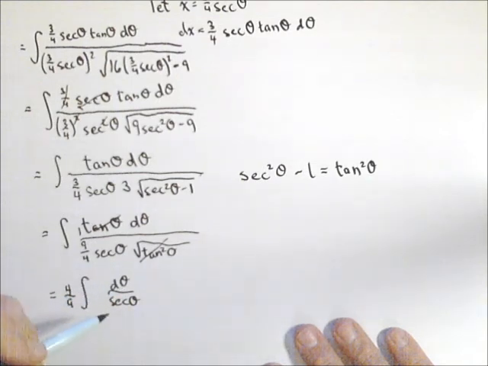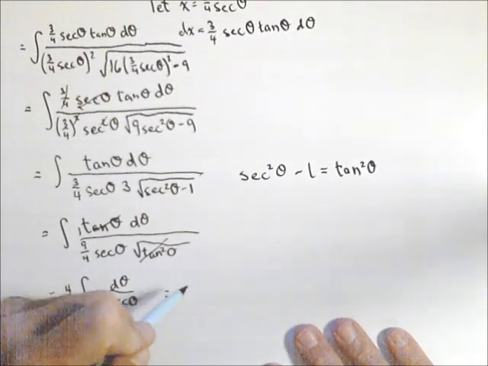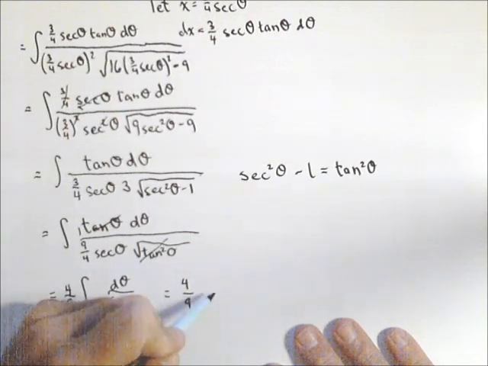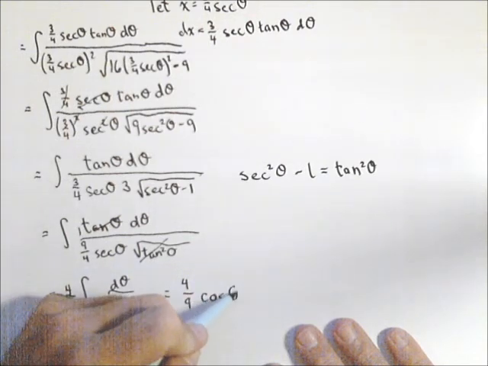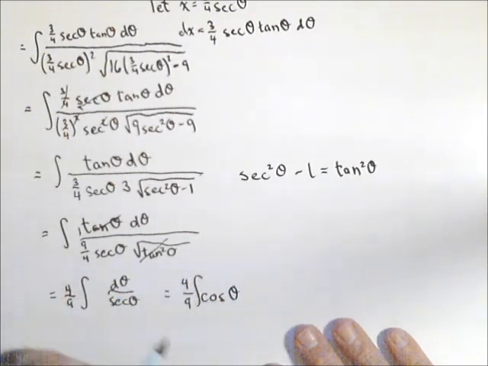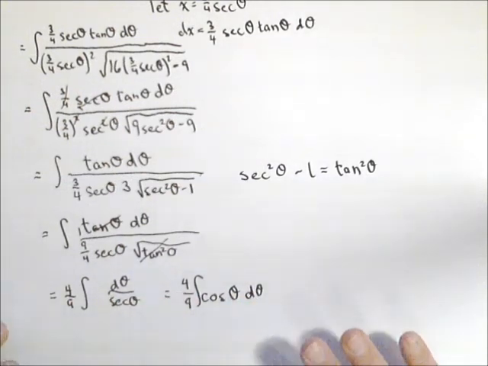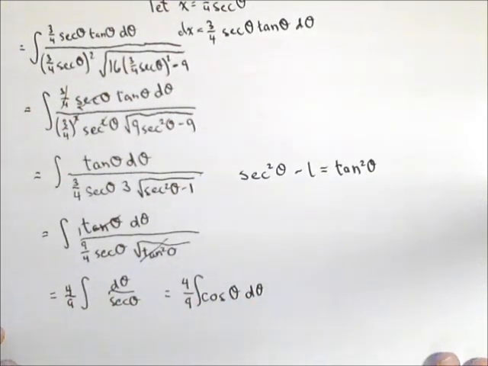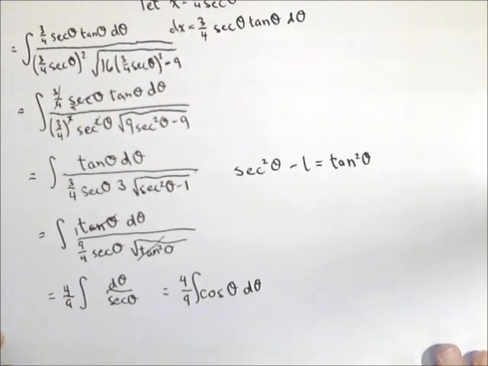Well, remember, 1 over secant theta is just cosine theta. So this is actually just 4/9 times the antiderivative of cosine of theta d theta. So it turns out that this is just 4/9 sine of theta plus c. And we are almost done. The only thing is we have to return this thing to be in terms of x.